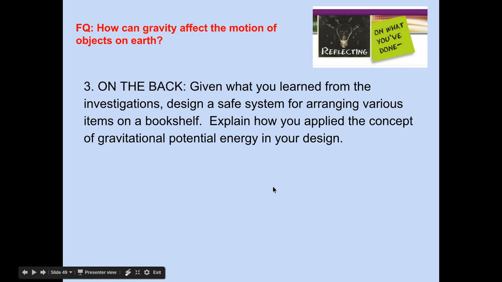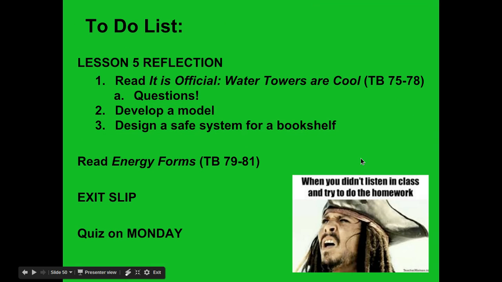And then finally on the back, given what you've learned from the investigations, you're going to design a safe system for arranging various items on a bookshelf. So if you think about the different items you might put on a bookshelf, and when you think about where you'd place them, we want you to think about gravitational potential energy and how putting different books or different items, maybe trophies or pictures, on different shelves could be impacted by potential energy.